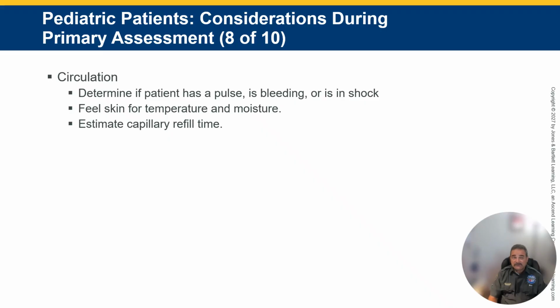Circulation, we're at C now. Determine if the patient has a pulse, is bleeding, or is in shock. Skin temperature, moisture, capillary refill, all good stuff. When you're doing your assessment, we always use PMS, pulses, motor, and sensory, and then CR, capillary refill, at the distal end. We'll teach you this as you're doing your head to toe once we get into secondary. But it's very important when you do that head to toe to evaluate those components.